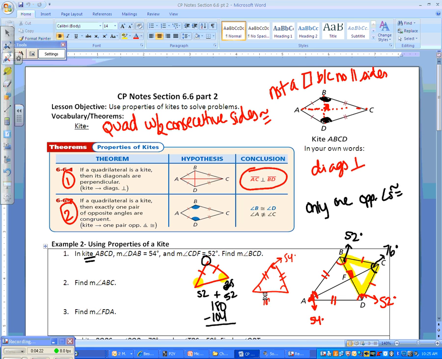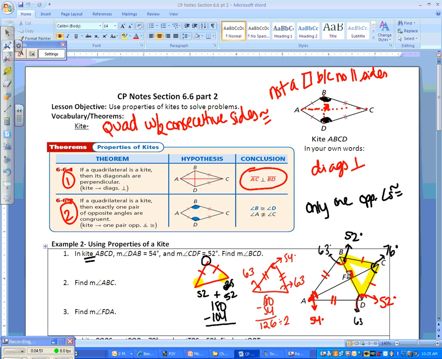We know that there's 180 degrees in every triangle, so we subtract 54 from it and we get 126. And then these angles have to be equal to each other. So we take 126, we divide it by 2, and that tells us that this angle has to be 63, and this angle has to be 63. Did I do my math right? I think so. All right, so this angle is 63, and this angle is 63.